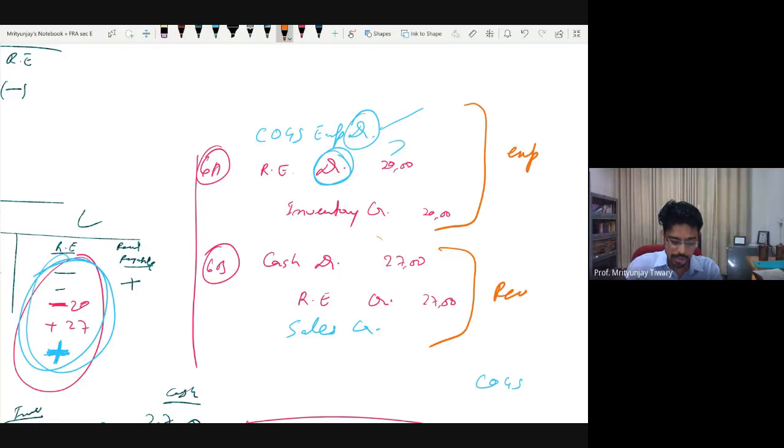When you are recording the revenue, cash is coming in. So an asset increase should be debited. When you are doing a sale, retained earning is increasing. So an increase in a liability should be a credit.